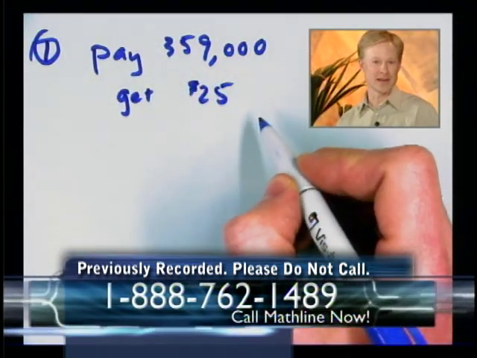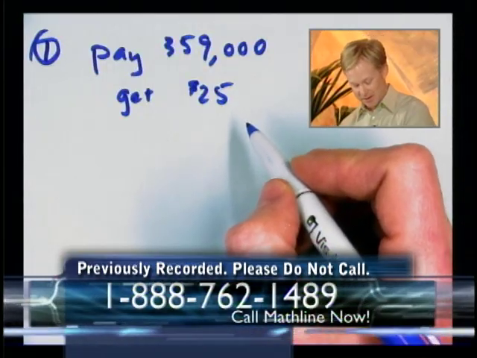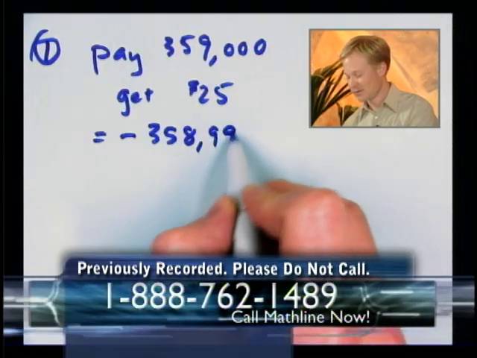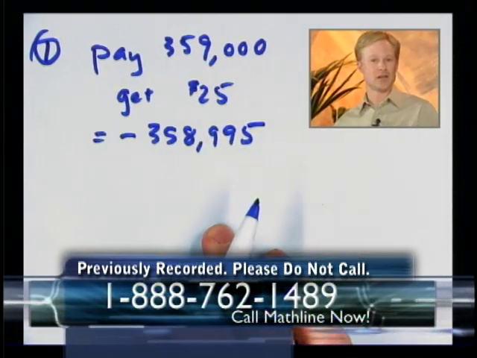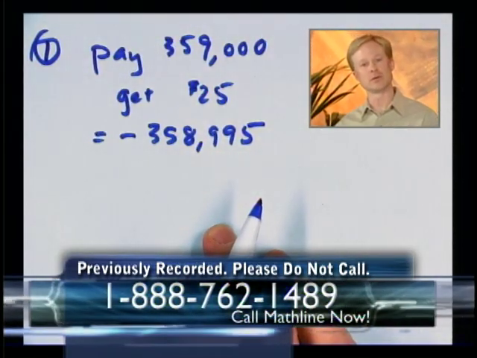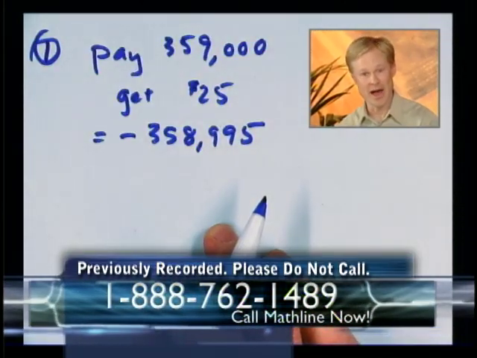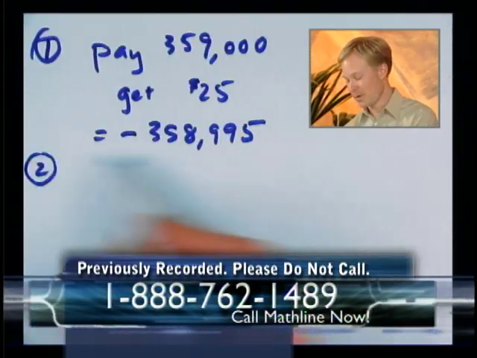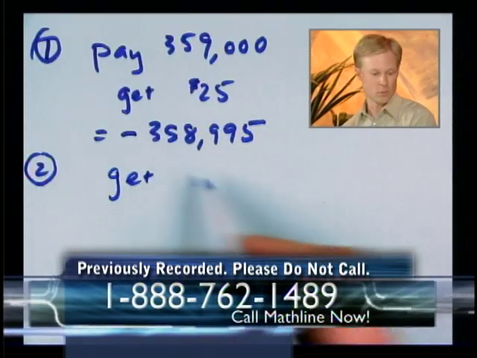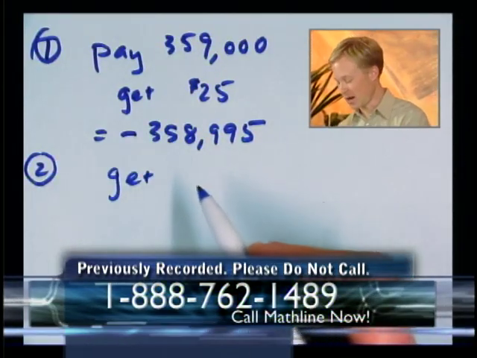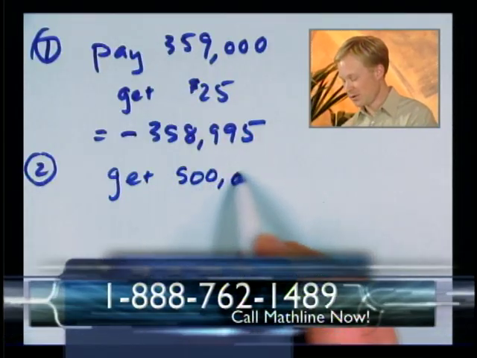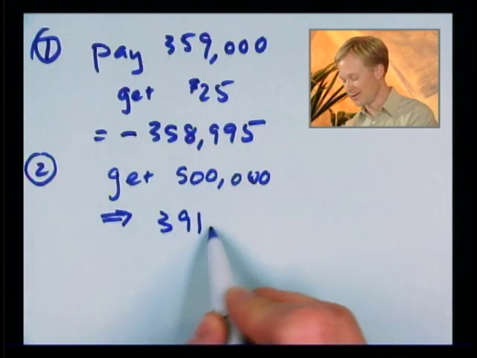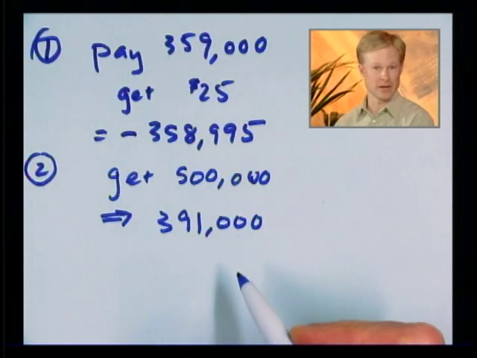Of course, this is a very bad deal for the banker. It nets him negative $358,995. Not so good. This would be his loss, basically. He would lose $358,000 if this scenario happened. Under the second scenario, he would pay the same amount, but the other amount possible was $500,000, so he would get $500,000. For him, that's a net of $141,000. That'd be a good deal for the bank, of course.